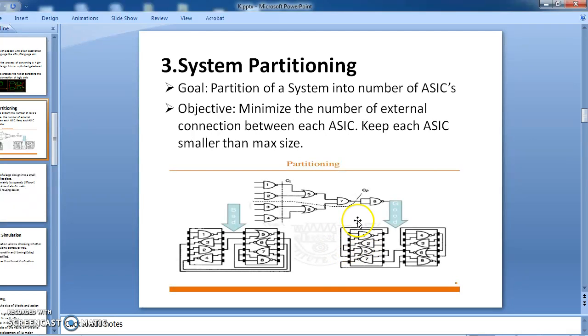This figure explains how to partition the system. On the left hand side, gates 1, 2, 3, 4 are placed in one IC, and gates 5, 6, 7, 8 are in another IC. On the right hand side, gates 1, 2, 5, 7 are placed in one IC, and gates 4, 5, 6, 8 are placed in the other IC. Compared to these, the right hand side partitioning is very efficient because it reduces the routing connections.